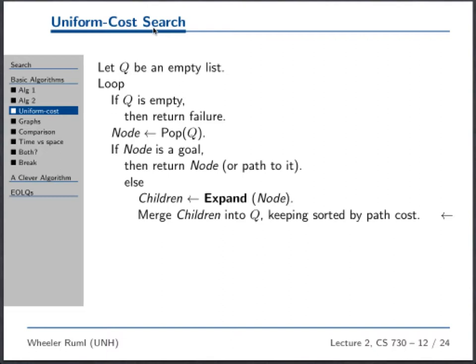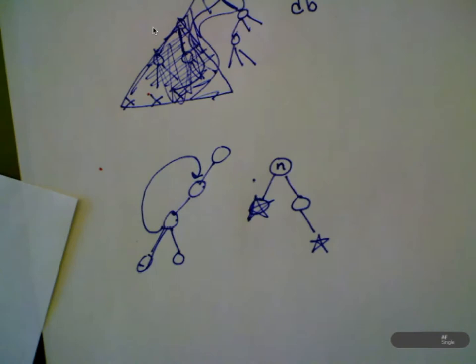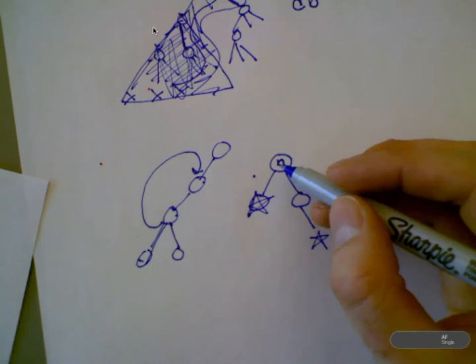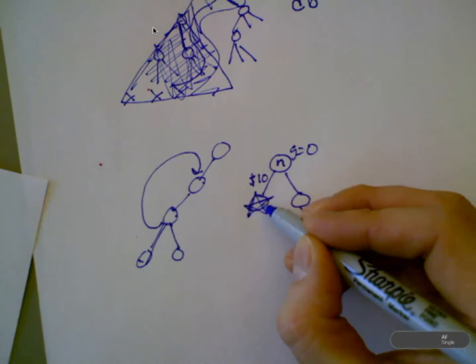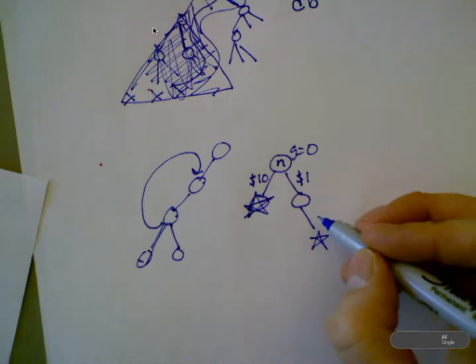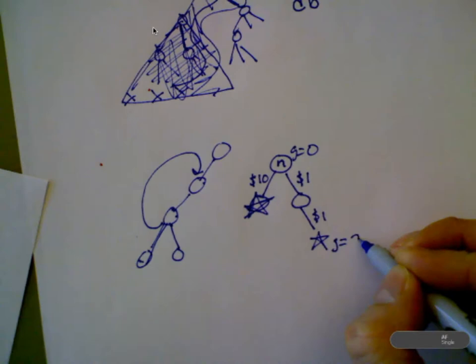Here's an example. So here's a node I'm expanding, node N. Let's say you have three things that aren't the same. One of them is a solution, one of them is not. And you happen to look at the one that isn't a solution, and then it has a child that's a solution. Right. Let's say we're expanding node N. And let's say N has a G equals 0. And this edge here is $10. So therefore, this goal here has cost 10. But here's an edge that costs $1, and here's another edge that costs $1. So this here has a G value of 2.